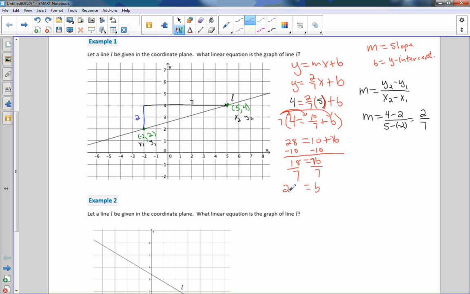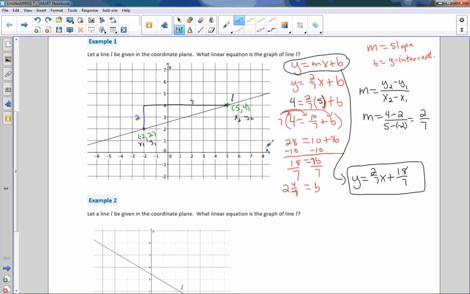7 times 2 is 14 with a remainder of 4. So as you can see, my b is 2 and 4 sevenths. So 2 and 4 sevenths. It's not 2 and a half. See, we can't just assume that. So now I finally rewrite my equation, which is this form right here, with an m and a b that we've found. So my answer is going to be y equals 2 sevenths x plus 2 and 4 sevenths, or I would leave it 18 over 7. So that is the equation of example 1.